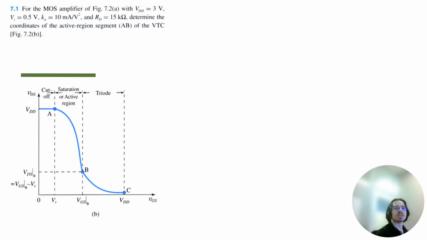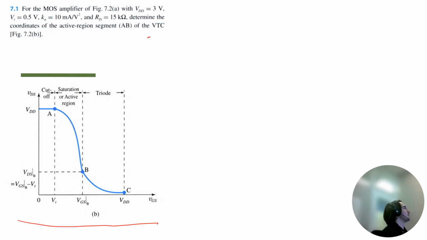Let's solve problem 7.1 for Microelectronic Circuits 8th edition by Sedra and Smith. For the MOS amplifier, we have a VDD equals 3 volts, threshold voltage of 0.5 volts, Kn of 10 milliamps per volt squared, and RD equals 15 kiloohms. And we want to determine the coordinates of the active region segment, so A to B, of the voltage transfer curve, which is this curve here that I've included.